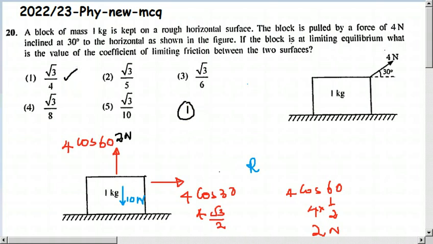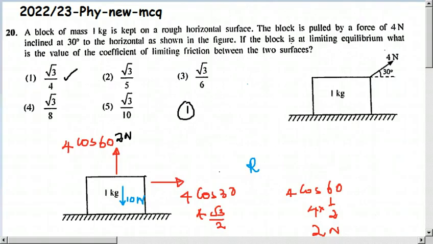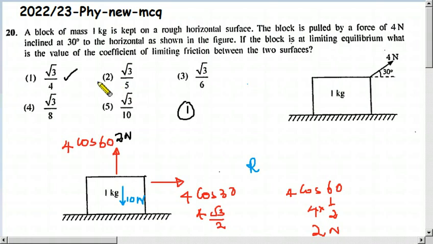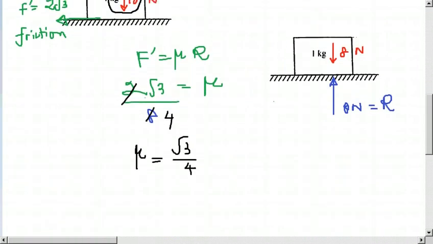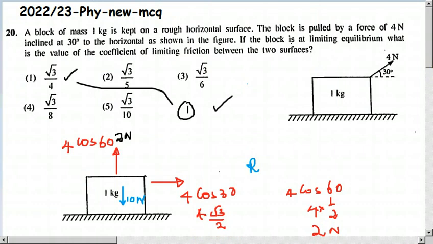So let us check the question number 20. Question number 20, first one. Answer is this one. So children, this is not a difficult question. It is easier. So let us do some target questions.